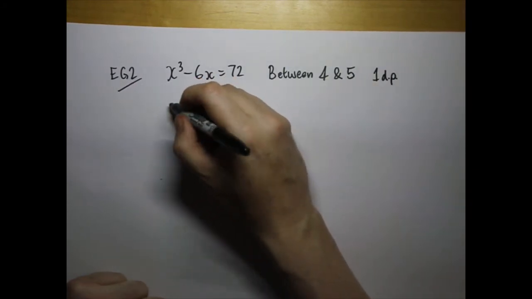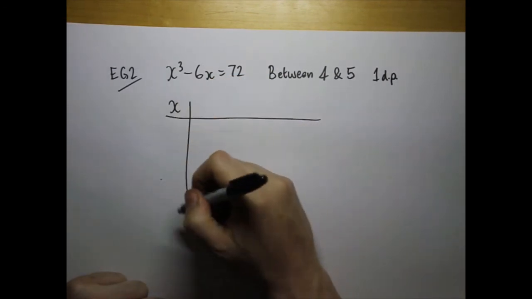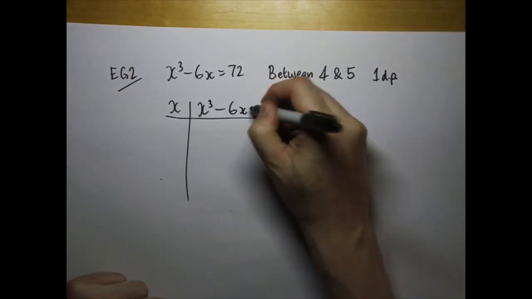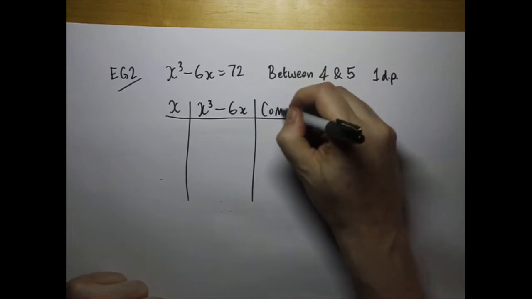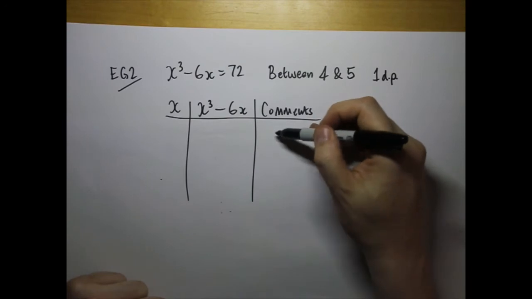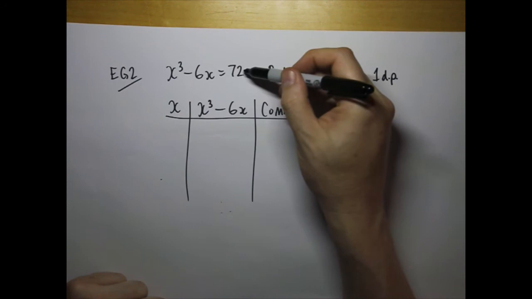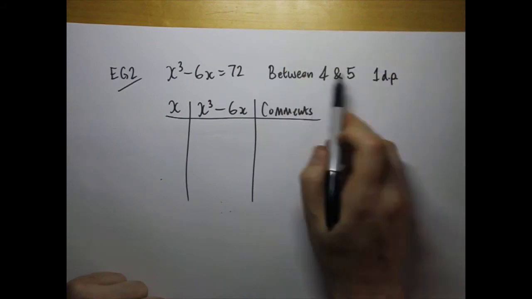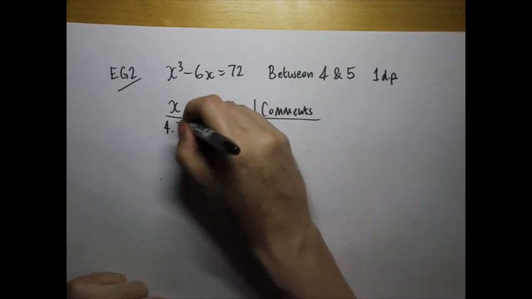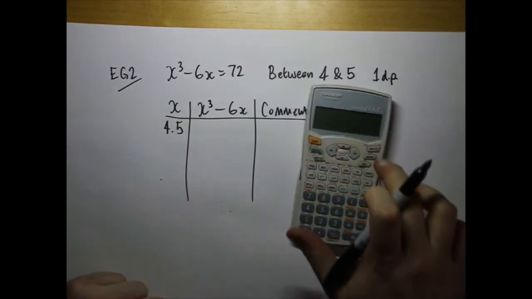So what did we do? We constructed a table. We had a column for x values, we had our calculation in the center, and then remember we had a comment section, which is where we make a note of whether the answer is anywhere near what we're aiming at, which is this. So between 4 and 5, straight away I'm going to go halfway. This is what I would always do, go halfway first and see what that gives us.